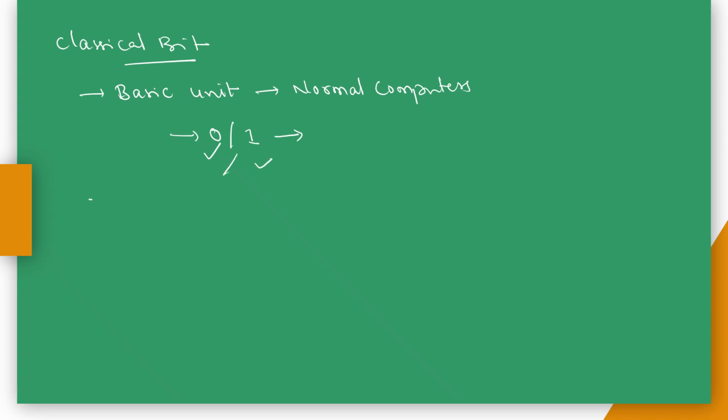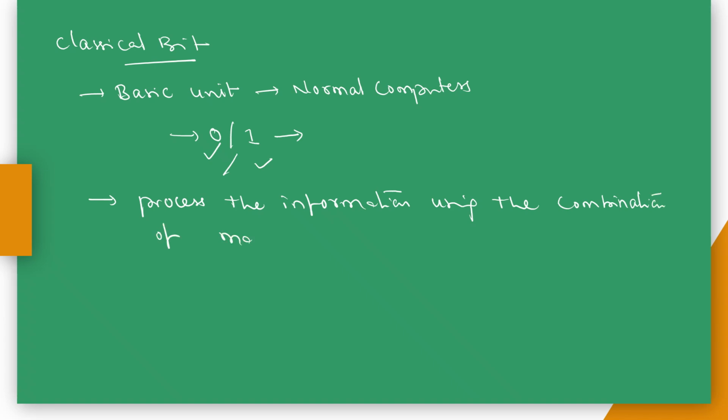The classical computer processes the information using a combination of many bits, based on the data we have given to the computer.